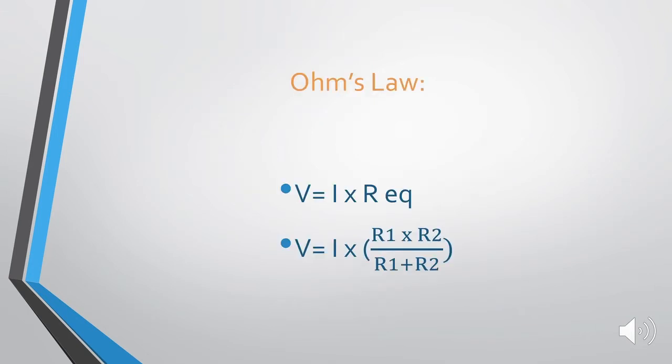Ohm's law simply states that the voltage in any circuit is equal to the product of current times the resistance. And if we use the results from the previous slide in terms of current, Ohm's law becomes V equal to I times the product of the individual resistances divided by the sum of the individual resistances.